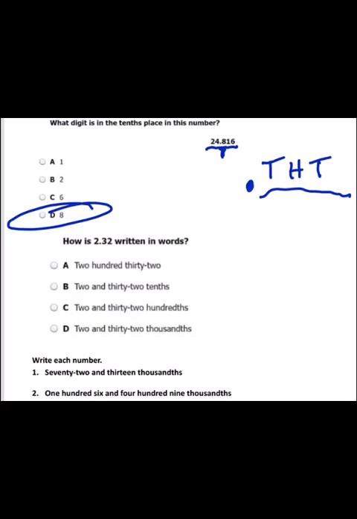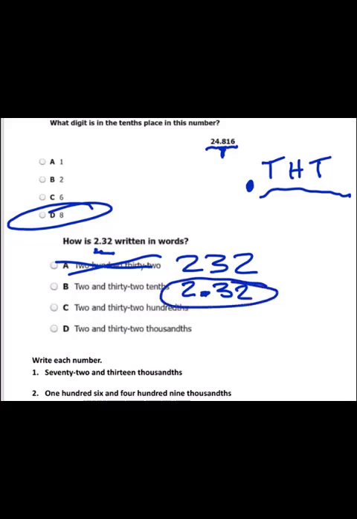Now let's look at the next question. How is 2 and 32 hundredths written in words? Well, we know we read this number as 2 and 32 hundredths. So A is 232. That would be written as 232. Wrong. B, 2 and 32 tenths? Well, that's not right because this would be 32 hundredths. Wrong. C, 2 and 32 hundredths. That looks like what we have above.